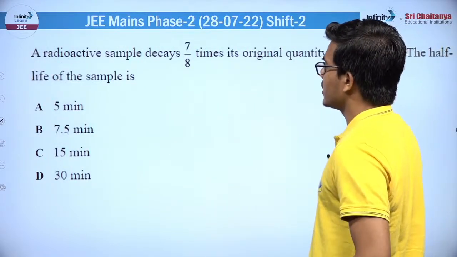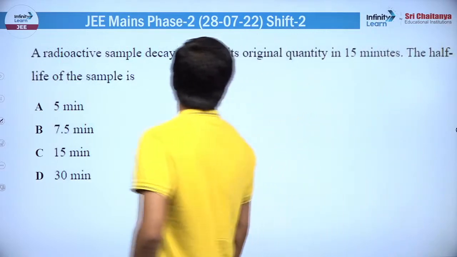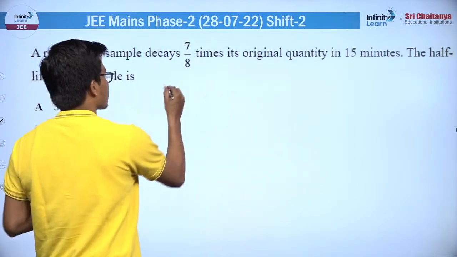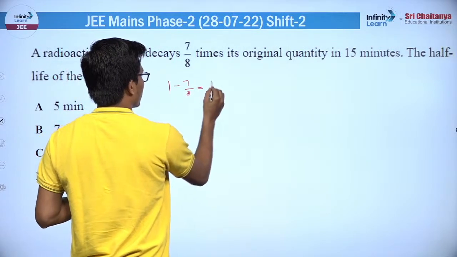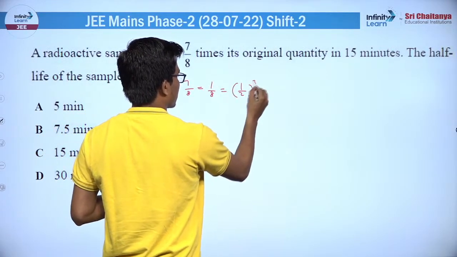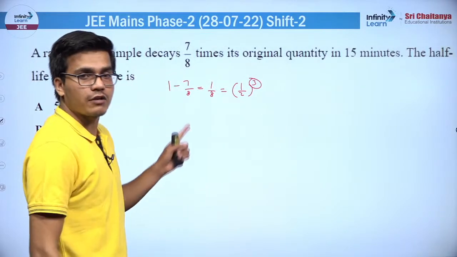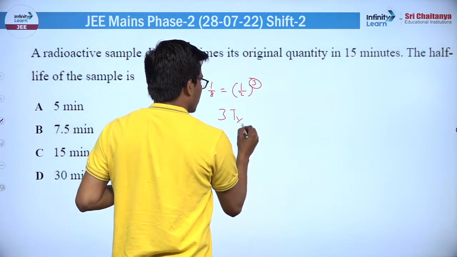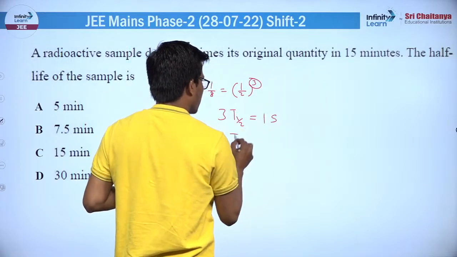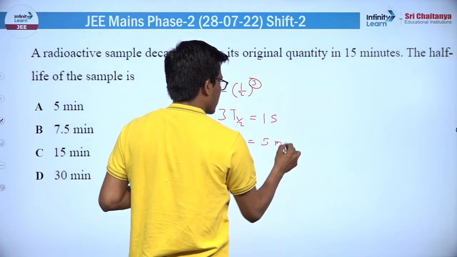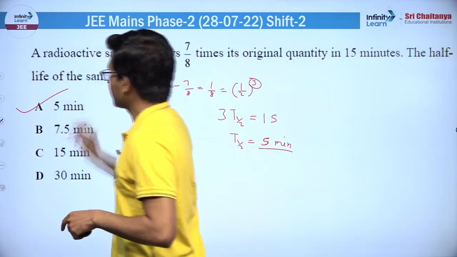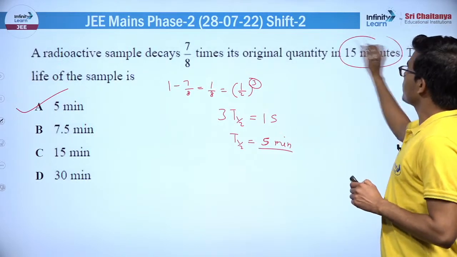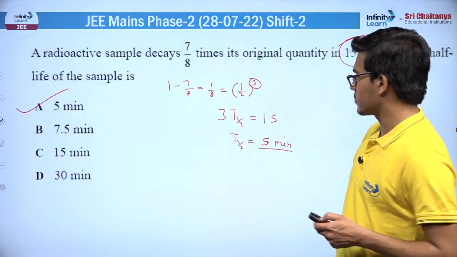Moving to the next question, a radioactive sample decays 7 by 8 times its original quantity in 15 minutes. 7 by 8 is decaying, right? So remaining is 1 minus 7 by 8, means 1 by 8, or you can write 3 half-lives. So if original quantity is this, the process is happening in 15 minutes. Okay, so 3 half-lives you needed, and that 3 half-life is given to you 15. So T half should be 15 by 3, means 5 minute. 5 minute is the half-life, because 3 half-life value is given, not half-life. Alright, half-life is the question which is asked.